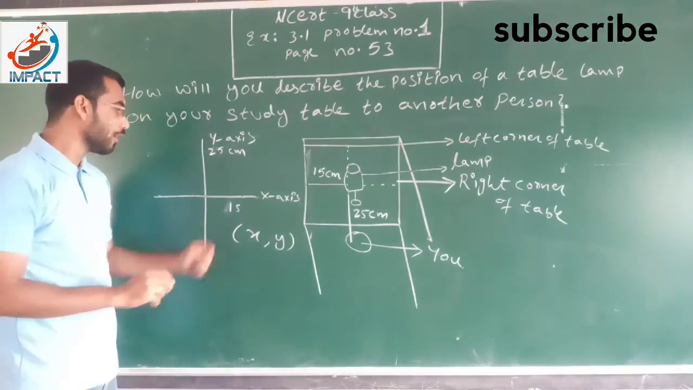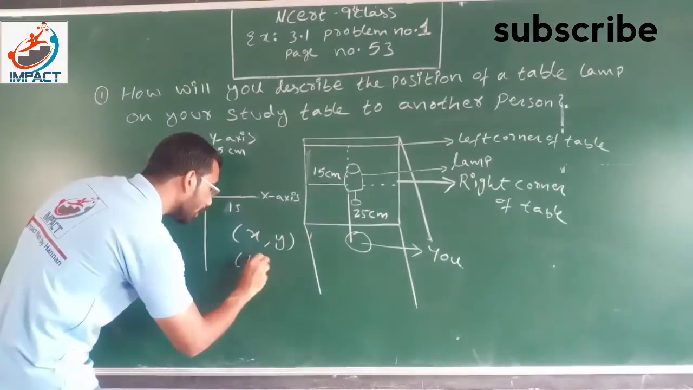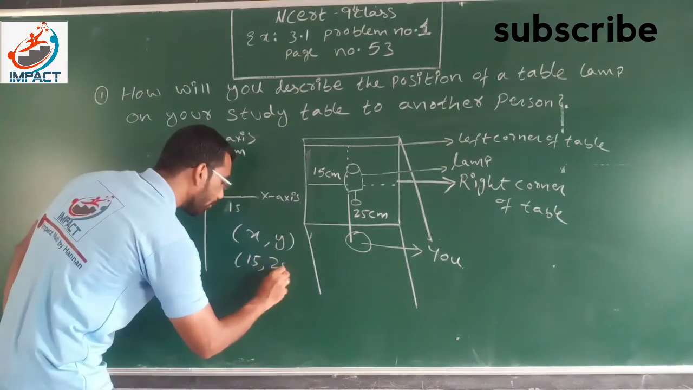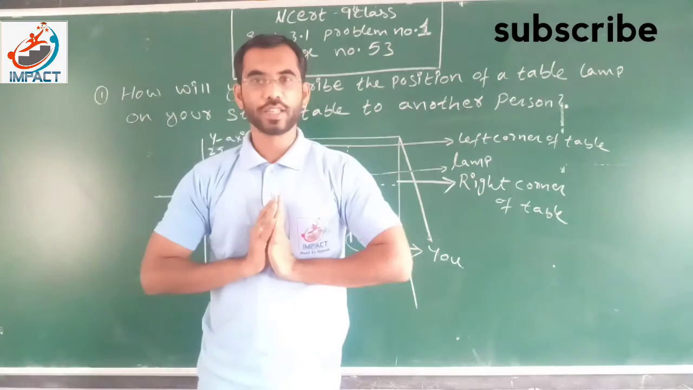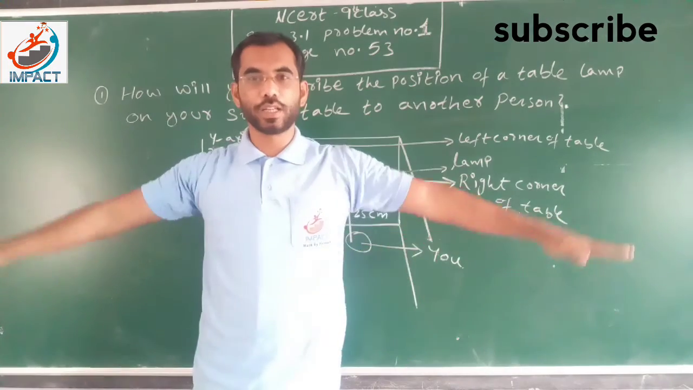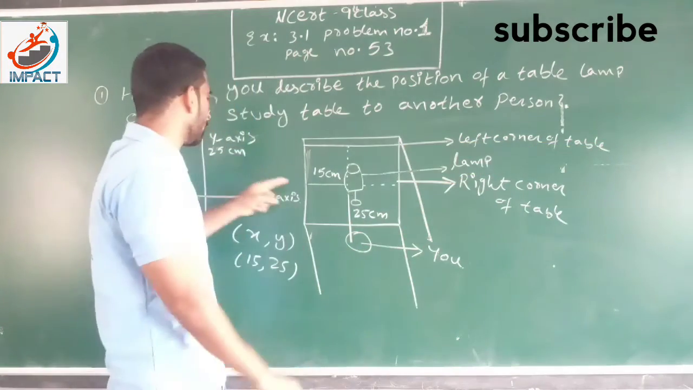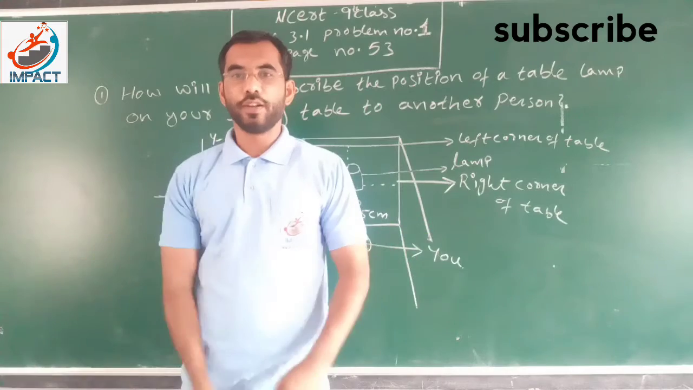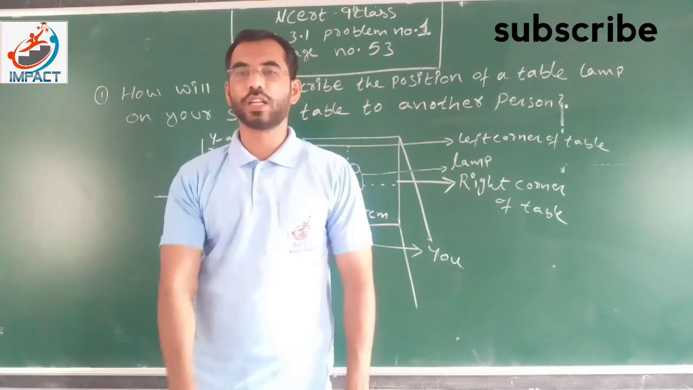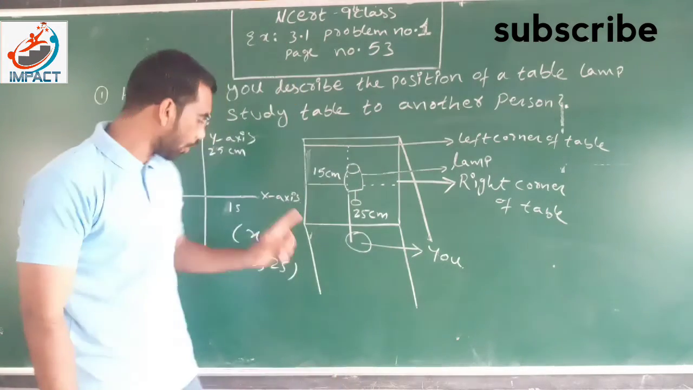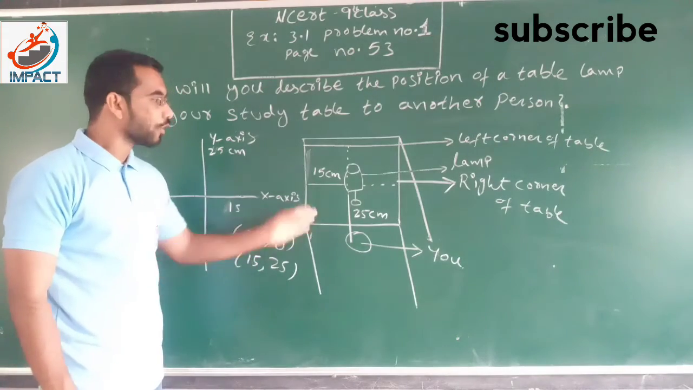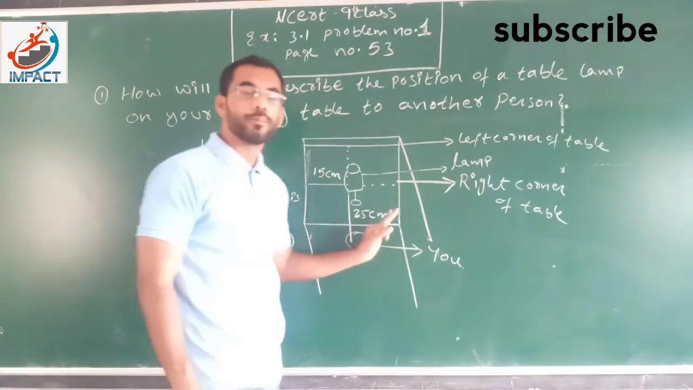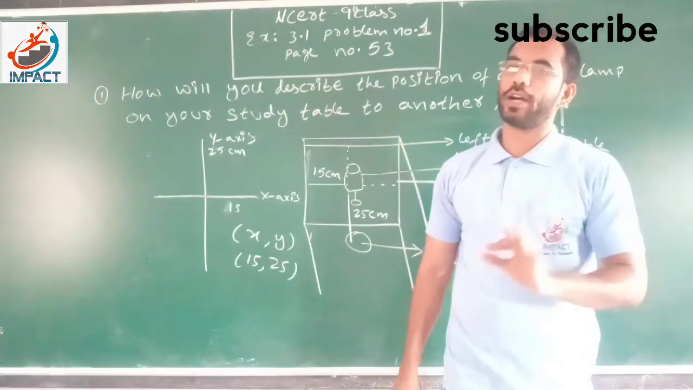What is x here? 15, and y is how much? 25. So 15, 25. That means horizontally it is 15 centimeter and vertically it is 25 centimeter. Always you will write the x, then you will write the y. So like this you have to describe the position of your table lamp to another person.